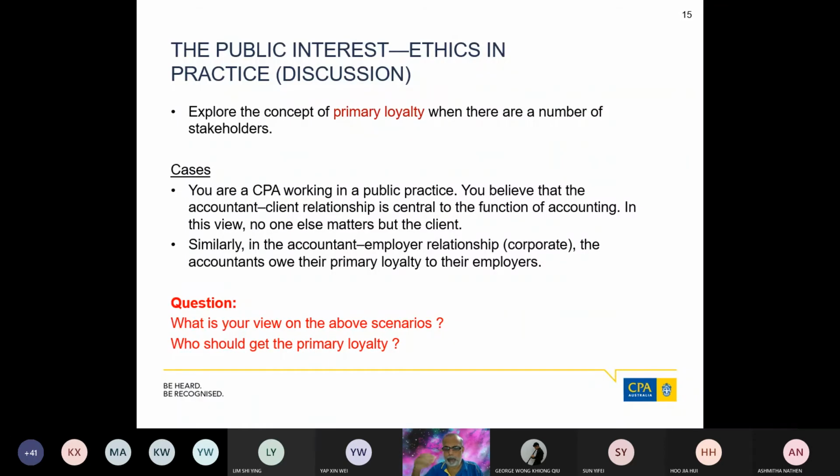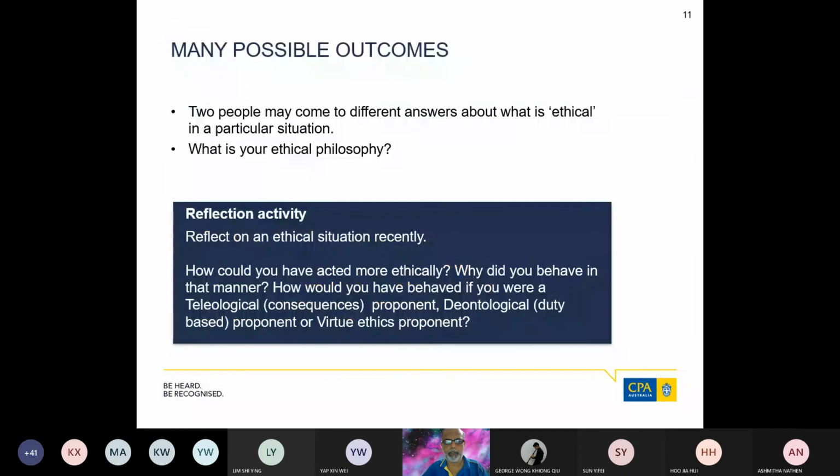We still have about 20 minutes. So these two issues, I'm going to go back to the chat area shortly. I want you to reflect on these two. This is the first one. Take a picture or whatever. I want some answers for this. This is what is your ethical philosophy. Please put your answers in the chat area. Shortly I will come back to the chat area. This is called reflection activity. I would like to see some answers.